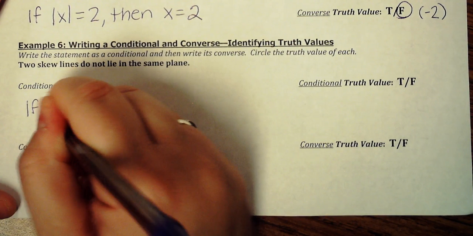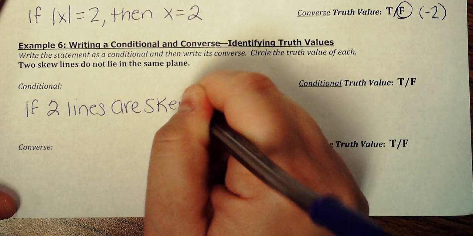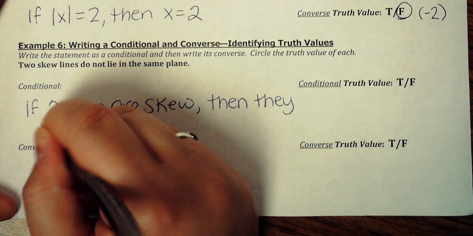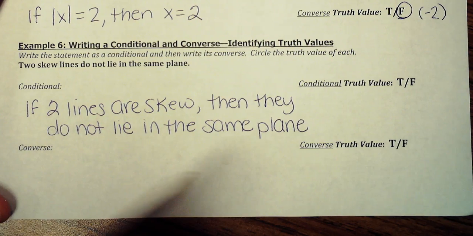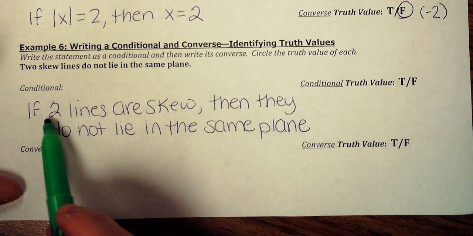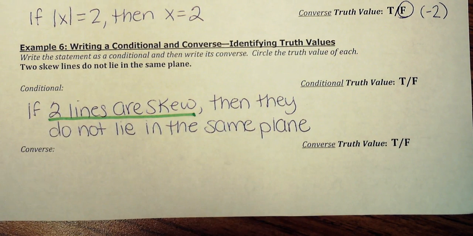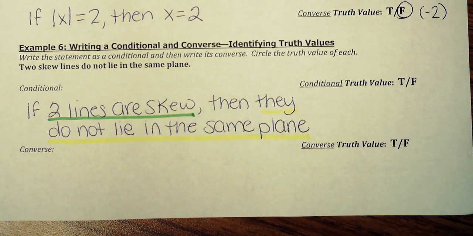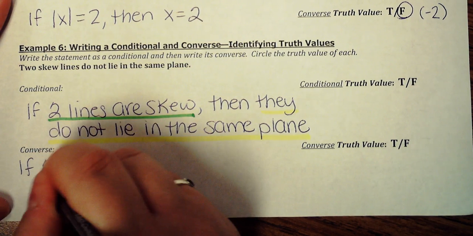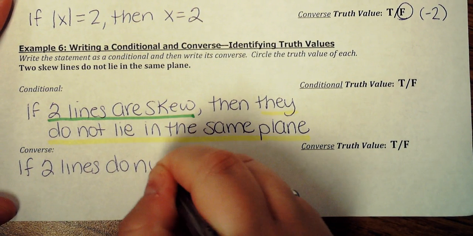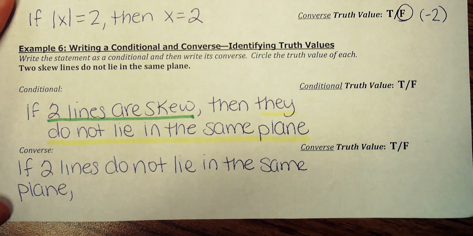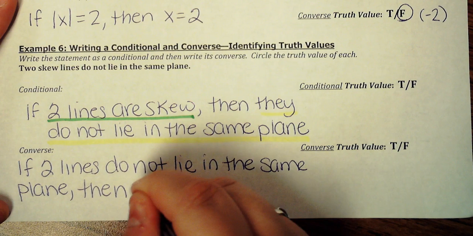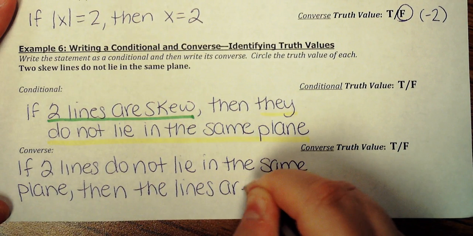I'm going to start with the beginning. I'm going to say if two lines are skew, then they do not lie in the same plane. So, in my question here, the way I worded it, my hypothesis would be two lines are skew, and my conclusion would be they do not lie in the same plane. And just while I'm here, I'm going to go ahead and write the converse. So I'm going to switch this around. I'm going to write if two lines do not lie in the same plane, then the original hypothesis is going to become the conclusion. Then the lines are skew.